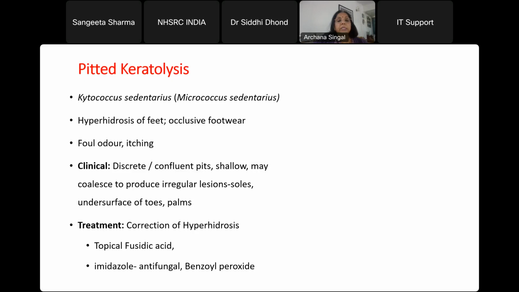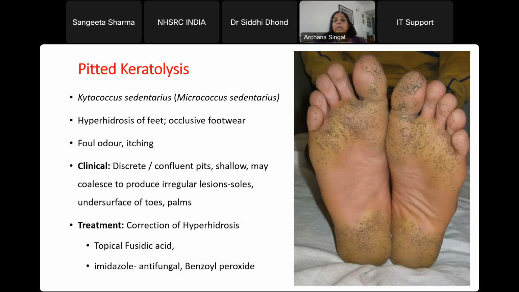Pitted keratolysis is again caused by Micrococcus, which is a normal flora, but Micrococcus sedentarius, now also known as Kytococcus. It's usually seen in the summer months when it's hot and humid weather, and especially in patients who sweat a lot, and it gives a very foul smell. There are certain people who take off their socks and it smells like mad. These are the people who are infected with this Micrococcus. I'll show the picture, next please. Just click enter. Yeah. So this is the picture.